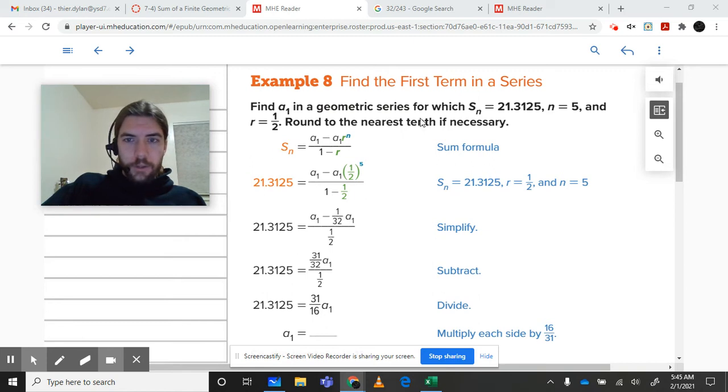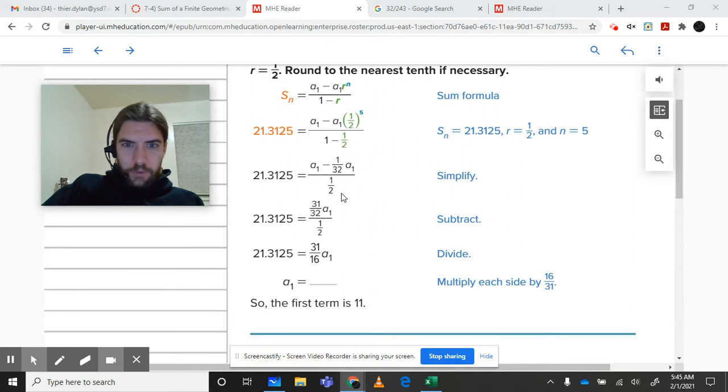Well, we just take this, we put in our 21.3125 as our series sum on the left. We put in our rate, we put in the number of terms, all that information, and once we have it, we can start simplifying. So 1/2 to the 5th gives us 1/32. On the bottom, we get 1 minus 1/2, so we get 1/2. Multiply both sides by, well, I guess that's not what they're doing. They're doing it slightly different.